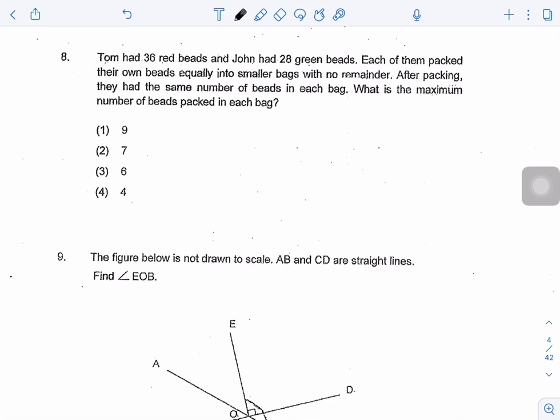Question 8. Tom has 36 red beads and John had 28 green beads. Each of them packed their own beads equally into smaller bags with no remainder. After packing, they had the same number of beads in each bag. What is the maximum number of beads packed in each bag? This is a test of factors. They're testing your knowledge of factors, okay? 36 and 28. Since they want the maximum number, they are testing you on the biggest common factor.